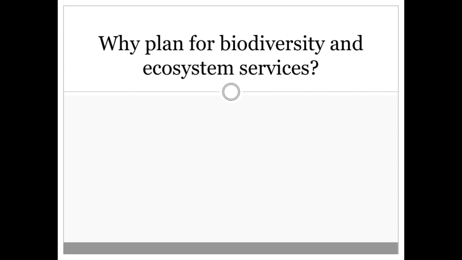So the question: why should we plan for biodiversity and ecosystem services? Farms already are complex to manage. The question of what to plant, will it be profitable? How are the markets going to change? So why would we want to add something on top of this to the daily or annual maintenance of a farm?